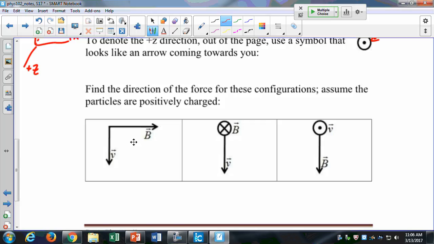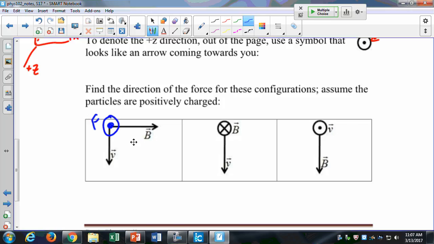Y'all try these others. On the first one, your magnetic force is going to be out of the page. So I would represent it like this. And by the way, you should know that the velocity, force, and magnetic field vectors are orthogonal. You know what that means? It means they're all 90 degrees to one another. Actually, it's the force vector that is orthogonal to both B and V. But in these cases, they're all orthogonal to one another. They're all 90 degrees. So here, V is in the y direction, B is in the x direction.